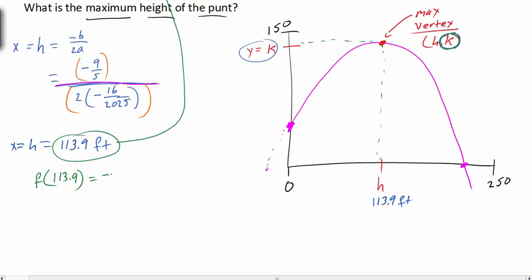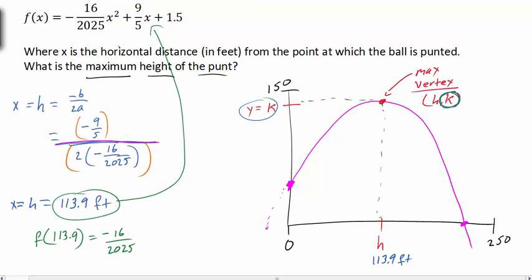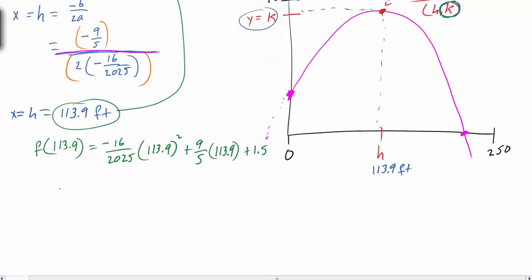And we would have negative 16 over 2025. Okay, so this is our function up here, and that's multiplied by x squared, so that's 113.9 squared plus the 9/5 times x, which again is 113.9, and then we have the plus 1.5. So if we evaluate this function at 113.9, we end up with an answer of about 104 feet.